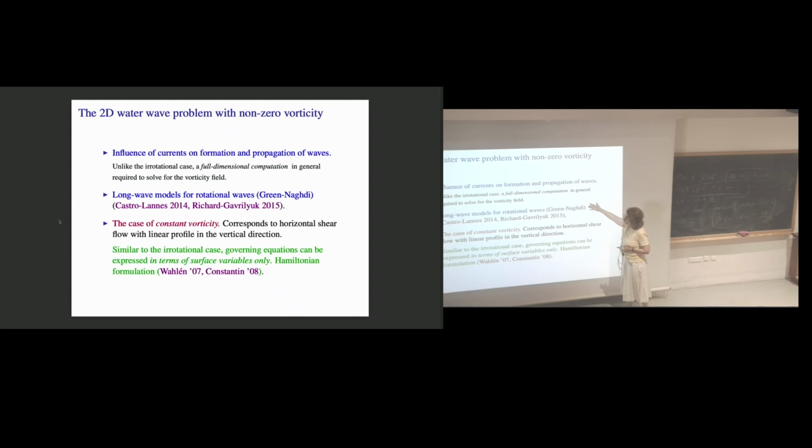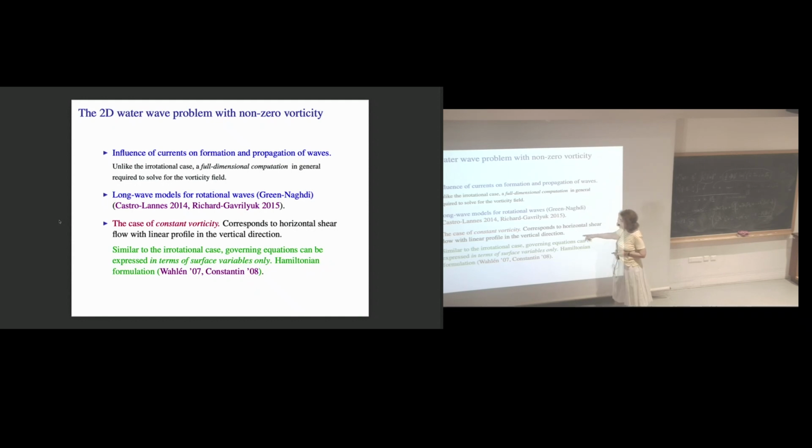So many people have worked on this. There are these models of rotational waves by Castro and Lannes and Richard and Gavrilyuk. And there has been a lot of work with constant vorticity because it simplifies the problem. It corresponds to a horizontal shear, so it's a velocity shear that goes horizontally and is linear in the vertical direction, as we've seen before. And in the original papers, the argument for constant vorticity, in addition to simplifying the problem, is that when it is not so deep, what counts is more like the average vorticity, and when it's very deep, what counts is local vorticity. So essentially there is an argument that it's not so bad an approximation. But mathematically, it has a very good advantage.